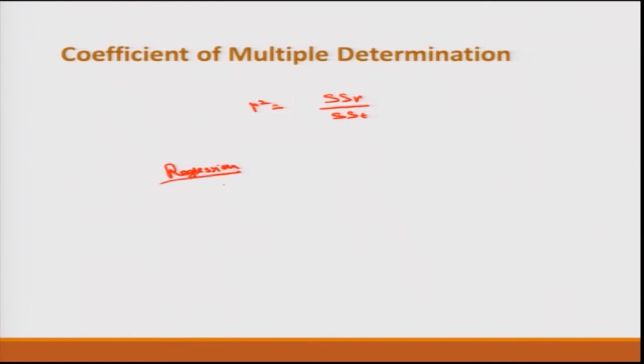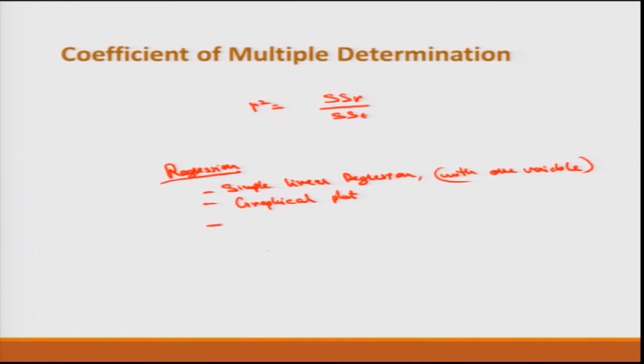So, what we discussed here: we discussed simple linear regression with one variable. Then we saw the graphical plot of the regression model. Then we saw the regression equation in which we had the dependent variable, independent variable, intercept and error term.